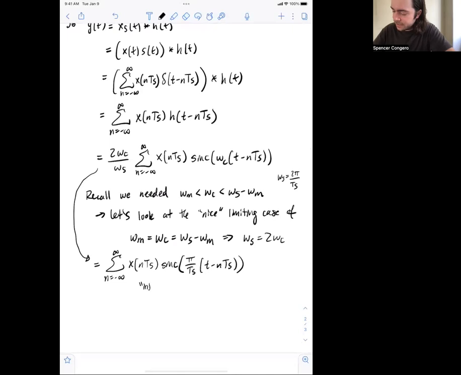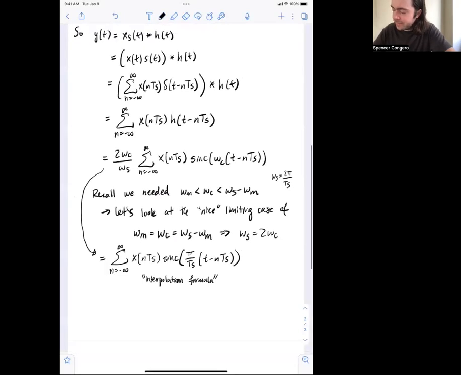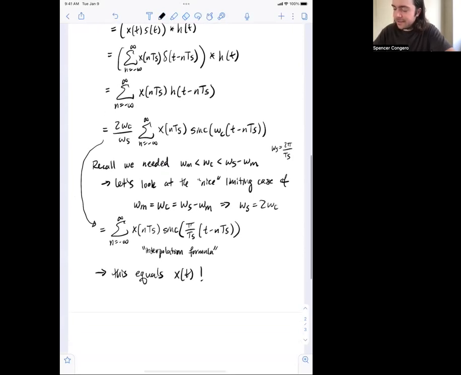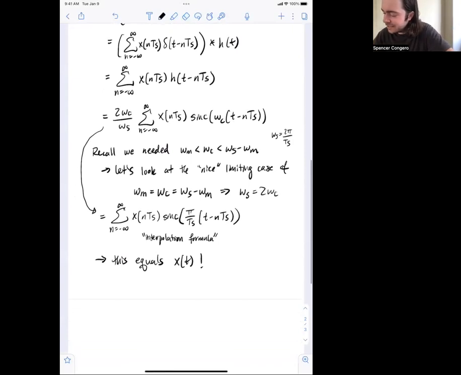Sometimes it's called an interpolation formula. Why is it called that? Well, if you remember, we have perfect recovery, so this actually equals x of t, since y of t equals x of t. Isn't that crazy? The sum of all these sinc functions scaled by these values equals x of t. And it turns out it does. Let me just make this note: this is since we had perfect recovery. That's what we supposed before. So y of t equals x of t.